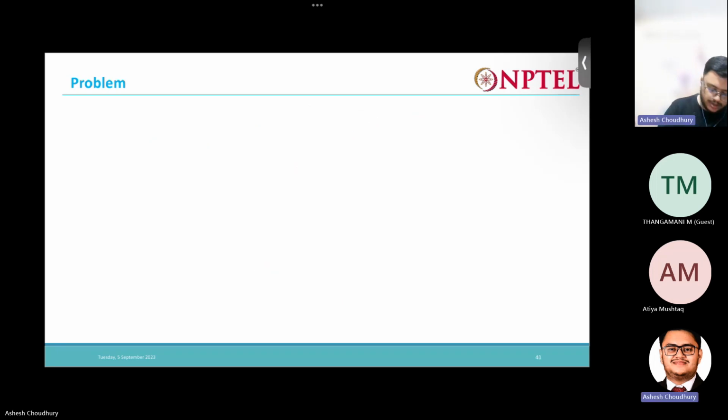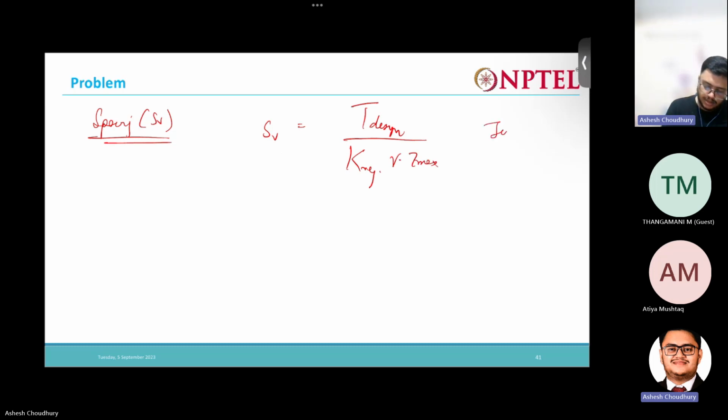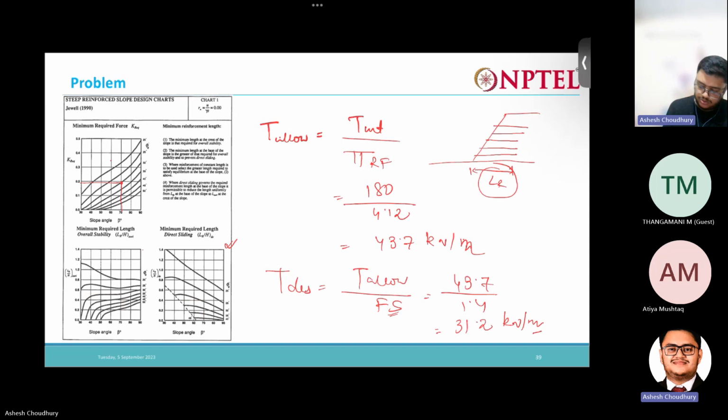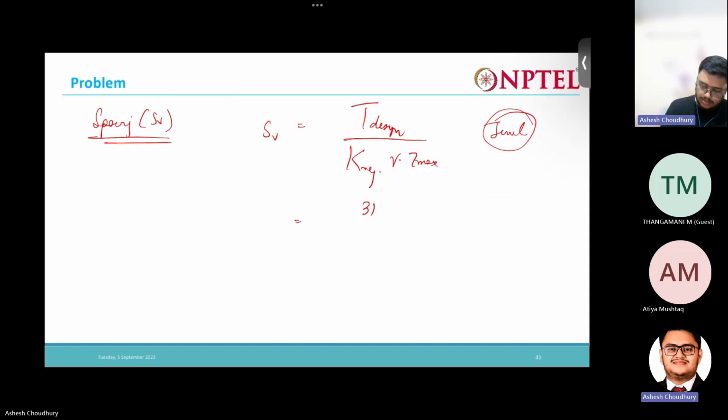Now we can calculate the spacing, S, which is given by T design by K required into gamma into H. What is T design? T design is 31.2. K required we got from the graph. Gamma is given as 18, and the maximum height is 10. So from here you can get the spacing.